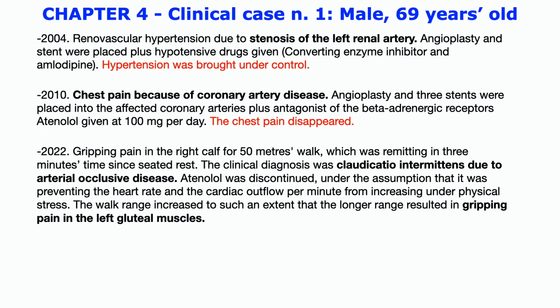2022, gripping pain in the right calf for 50 meters walk, which was remitting in 3 minutes' time following seated rest. The clinical diagnosis was claudication intermittens due to arterial occlusive disease. Atenolol was discontinued under the assumption that it was preventing the heart rate and the cardiac outflow per minute from increasing under physical stress. The walk range increased to such an extent that the longer range resulted in gripping pain in the left gluteal muscles.